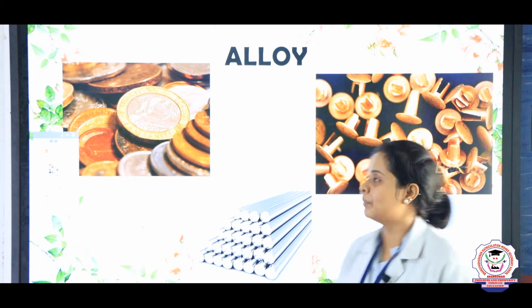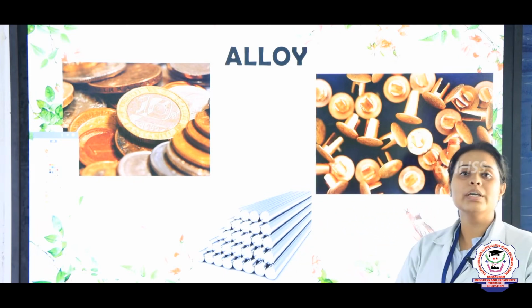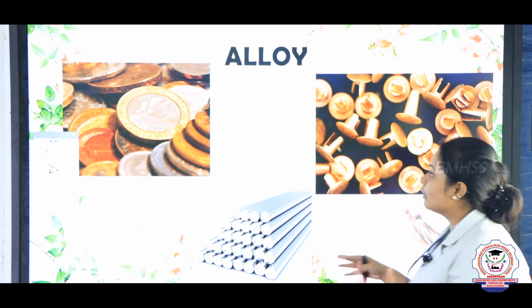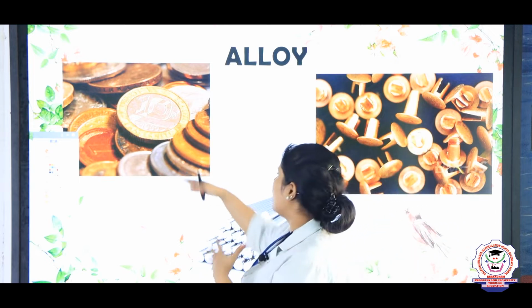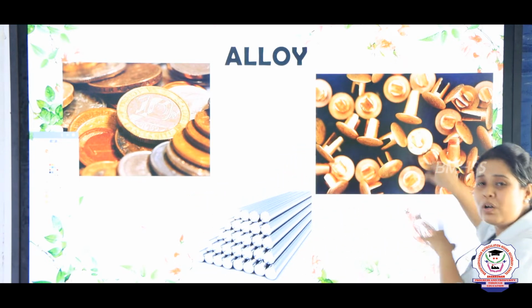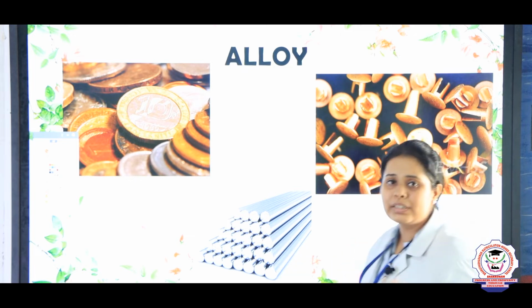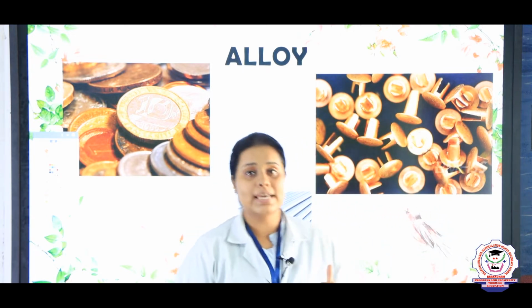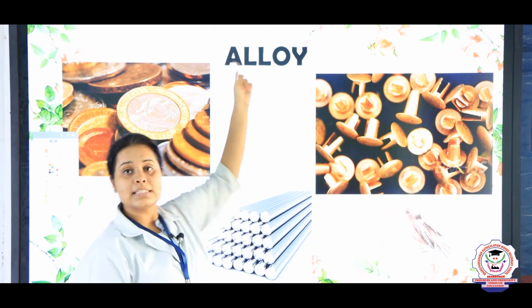So first tell me what all things can you see over here? Yes, you can see that some combination of bronze, then some bronze color and then some silverish color is there, right? So yes, the topic here today is alloy.